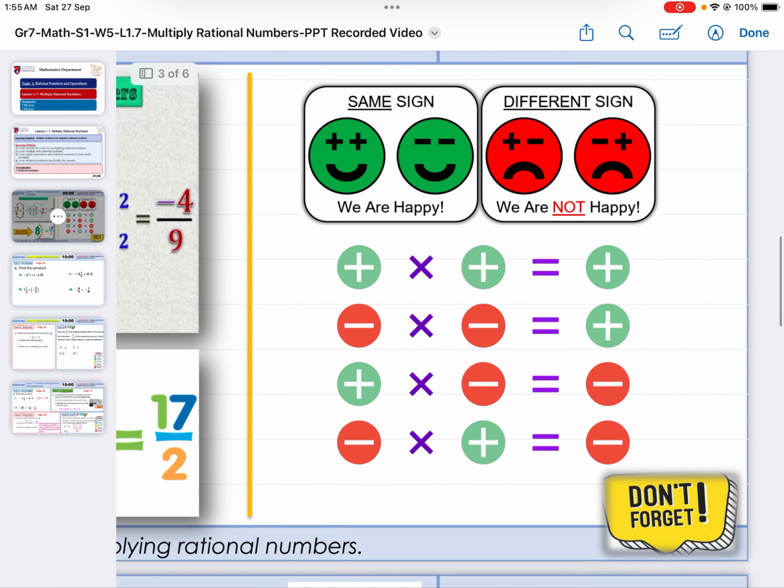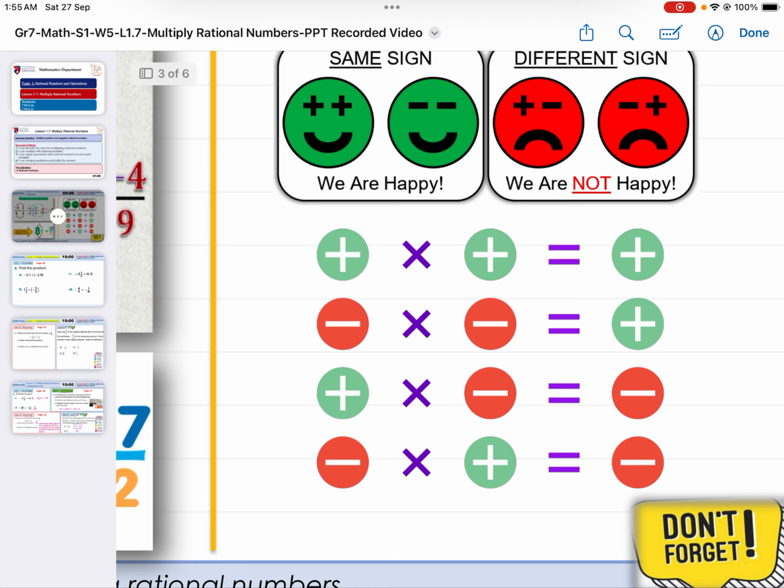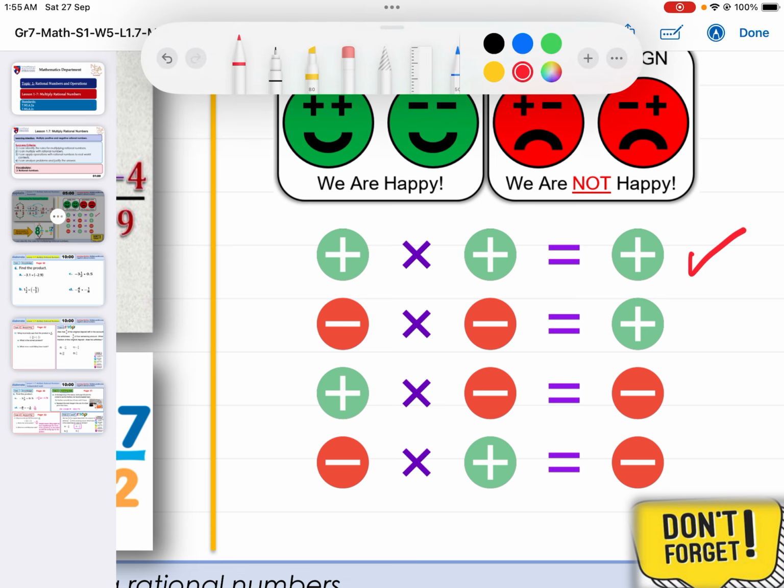Remember the rational number multiplication rules. Whenever we have the same sign, we are happy. Different signs, we are not happy. So same sign: positive times positive, the product will be positive. Negative times negative, that will be positive. This is what we mean by same sign. Different signs means positive times negative or negative times positive, so the answer will be negative. We are unhappy, we're sad.